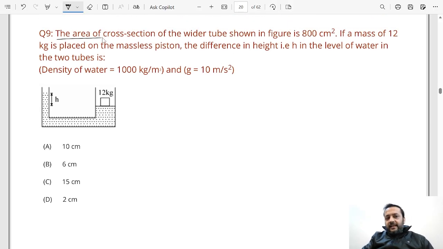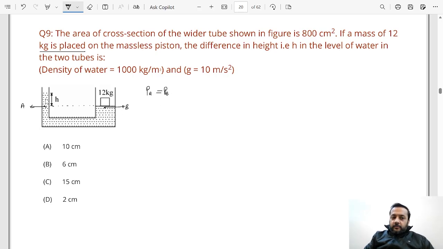Then the area of cross section of the wider tube shown in the figure is 800 centimeter square. So this area is 800 centimeter square. A 12 kg mass is placed over here, and we have to find the difference in the height. Now see, let us say this is the point B, and this is the point A at the same horizontal level. Clearly, pressure at A and pressure at B must be equal, because in a static fluid the pressure at the same horizontal level must be equal.